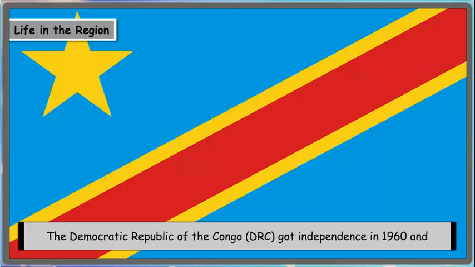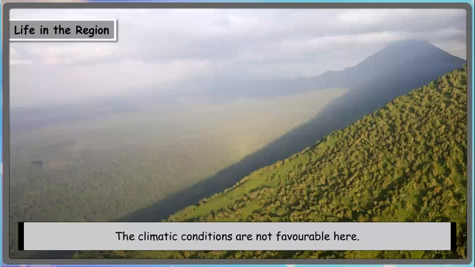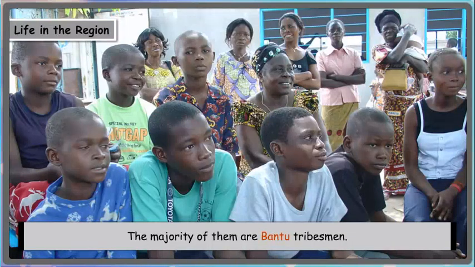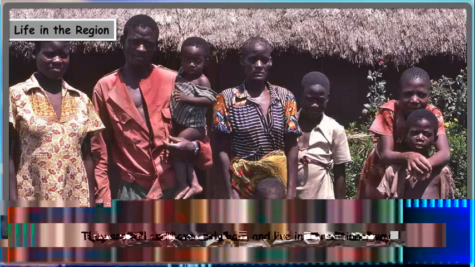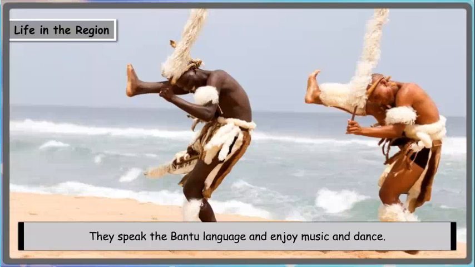Life in the region. The Democratic Republic of the Congo got independence in 1960 and is thinly populated. The climatic conditions are not favorable here. The people living in this region have to struggle hard for a living. The majority of them are Bantu tribesmen. They are tall and have curly hair and live in a traditional way. They speak the Bantu language and enjoy music and dance.